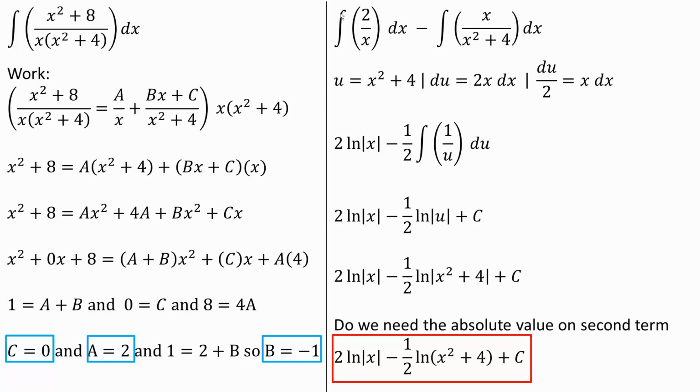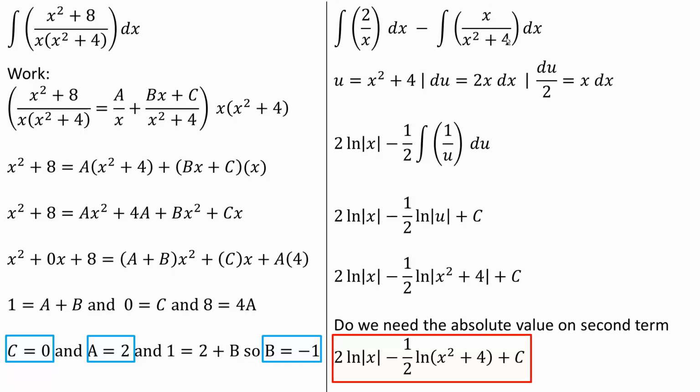So we want the integral of 2 divided by x dx because A is equal to 2, minus because B is -1, so we can put a negative in the front, the integral of Bx plus C. We know that B is -1, so I put the negative here. And so we have x plus C, and C is 0, so plus 0. And so now we can easily take the integral for both of these pieces.